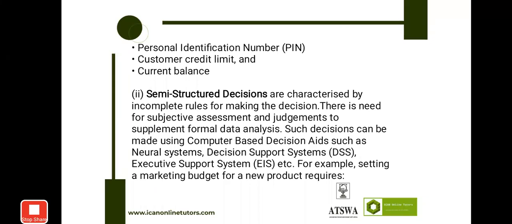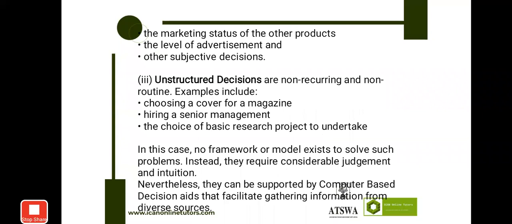Now, here it is semi-structured. Now, it is not highly structured like the first one. Here, there are incomplete rules for making a decision. Of course, there are rules actually that you have to follow. But then allowance is being made for certain personal observances. For example, when making marketing strategy, we look at the marketing status of the other products, the level of advertisement, and other subjective decisions.